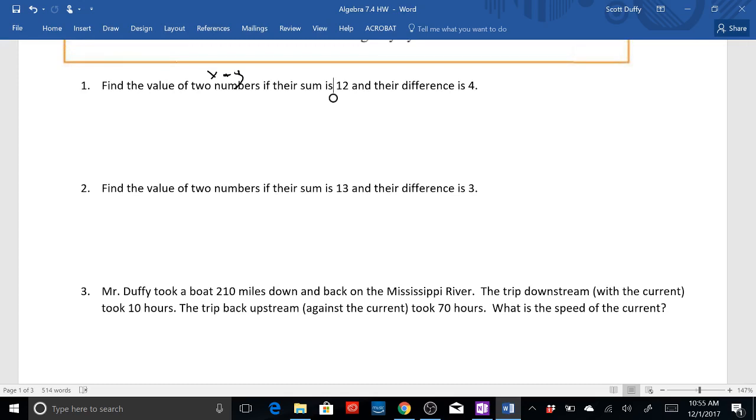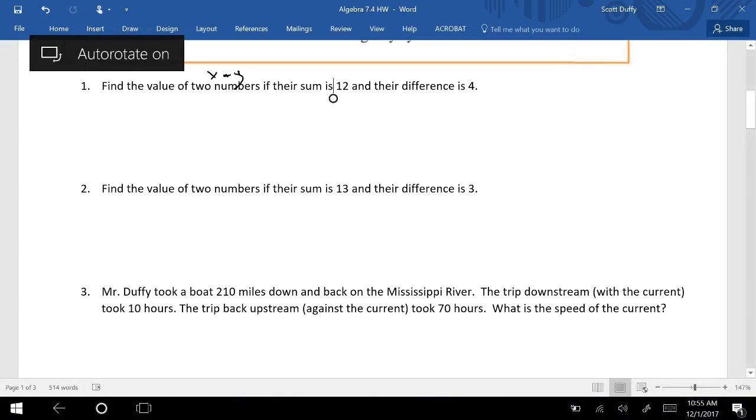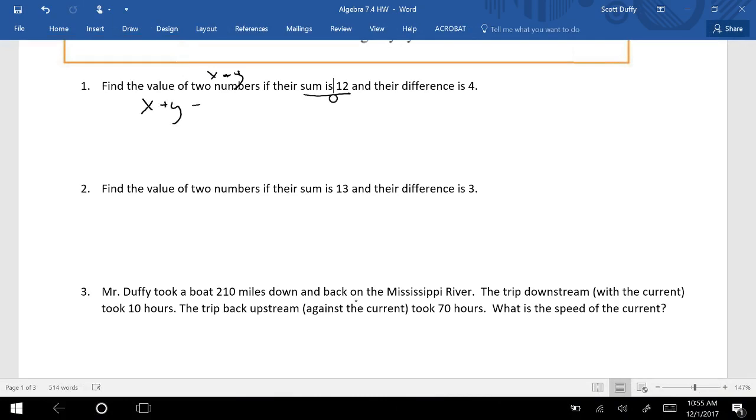Now, what I know is that their sum is 12, so I'm going to write that as an expression. X plus y equals 12. And their difference is 4. So I'm going to write that also. X minus y, difference, equals 4. Now what I have is a system of equations. I see that this is really 1x plus 1y equals 12, 1x minus 1y equals 4.